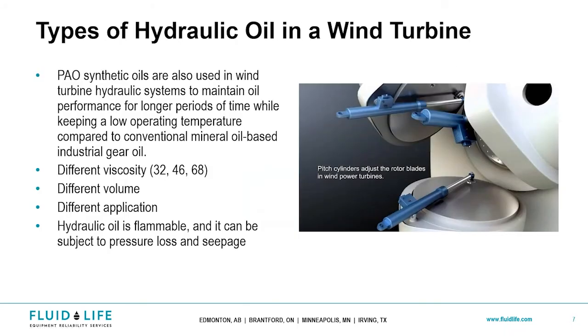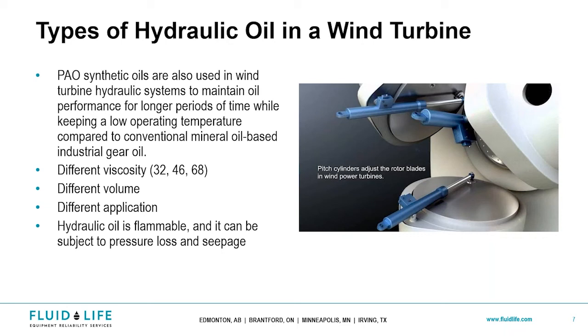So next we have types of hydraulic oil in a wind turbine. Same situation here. PAOs are also used in hydraulic systems to maintain the performance for longer periods of time. Same issues arise where you want to keep an eye on temperature and make sure that it's pretty fairly consistent in operation states. As mentioned before, wind turbines perform on intermittent basis, so they have a lot of start and stops depending on operation state parameters.